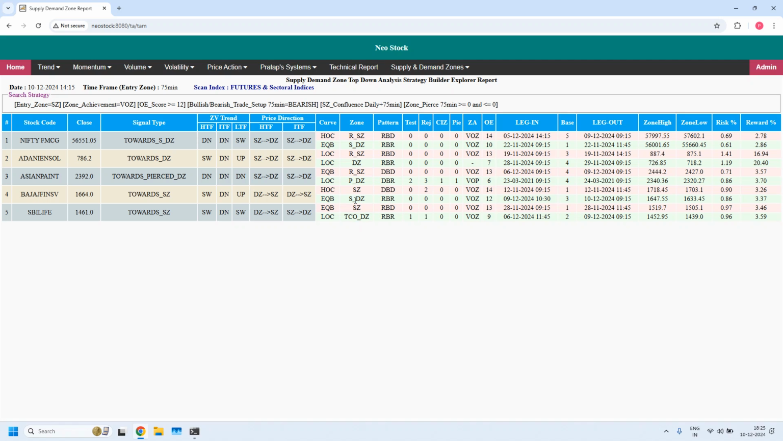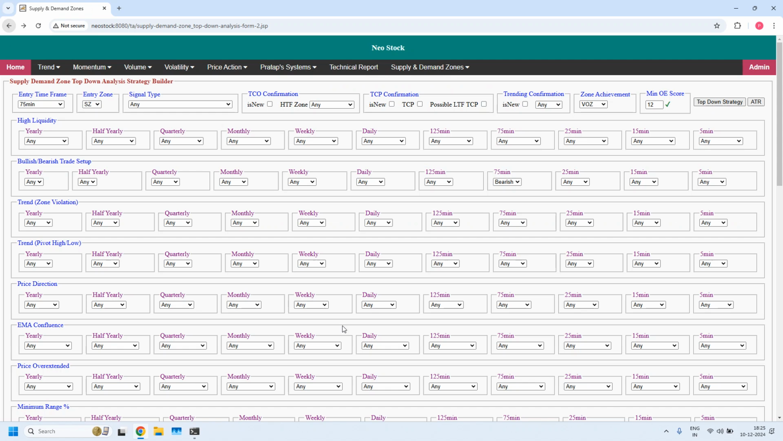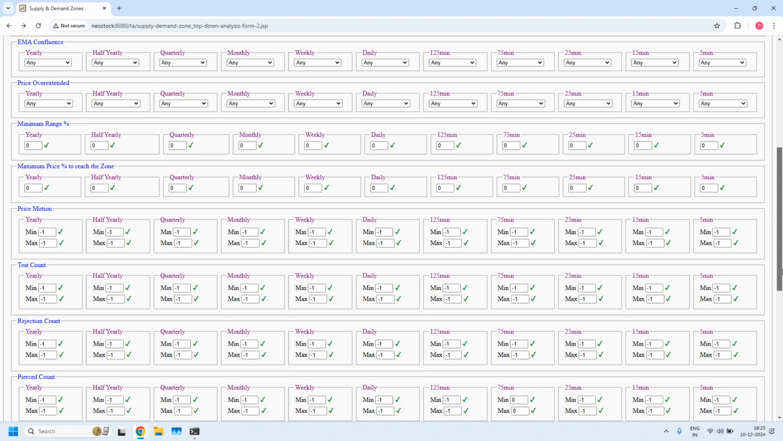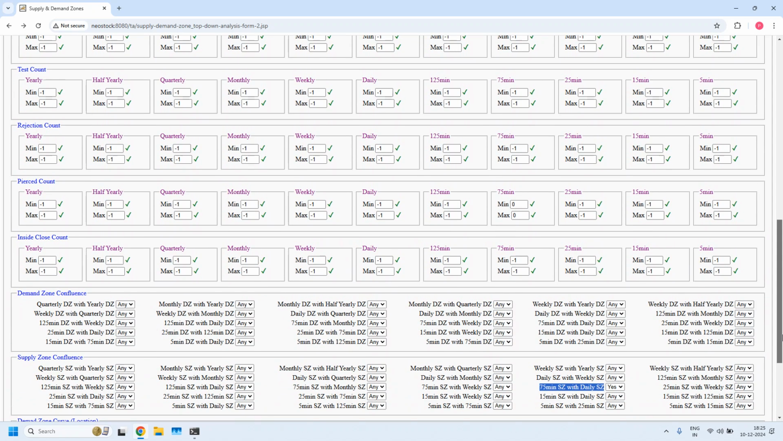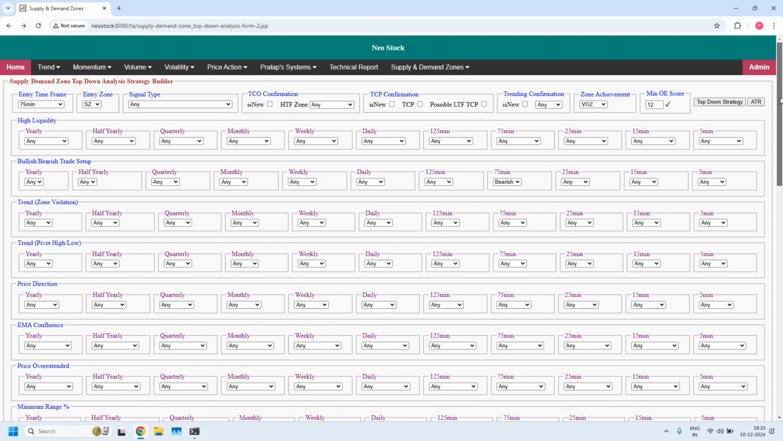The one we are displaying is 75 minute supply zones. They are part of daily supply zone. Those daily supply zones I am talking about. So that's why in the supply zone confluence, something I made a mistake here.